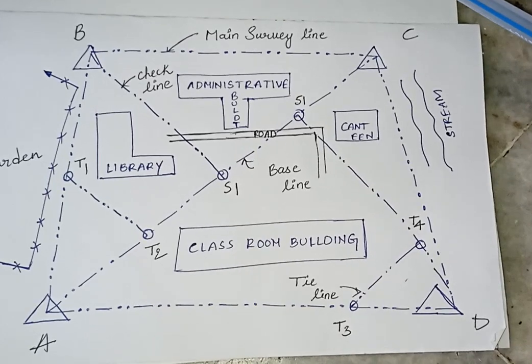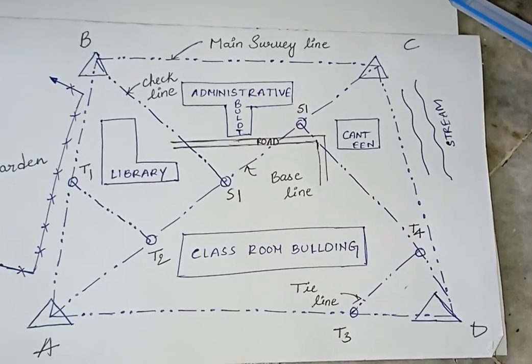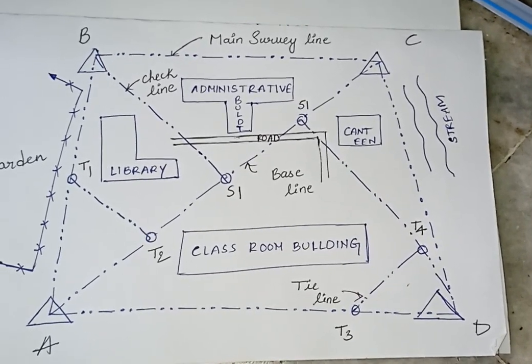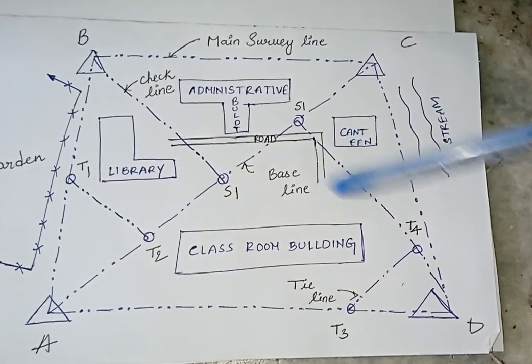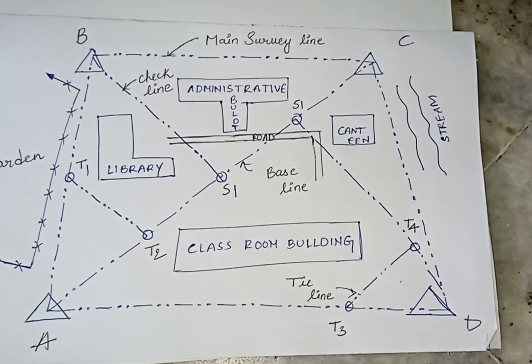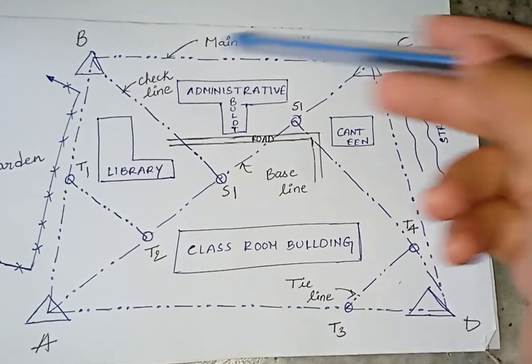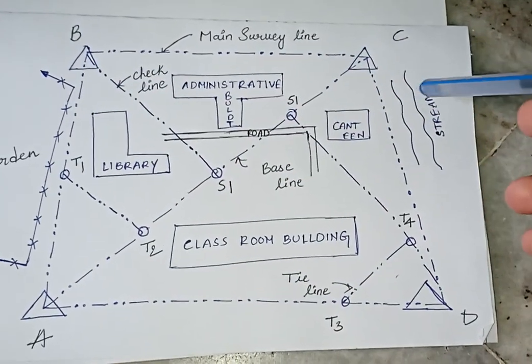These are denoted by the letters S1, S2, S3. These stations are marked to run check lines through them. What is the purpose of the subsidiary station? These are usually used for running the check lines through them. We are using the subsidiary stations located on the main survey lines.